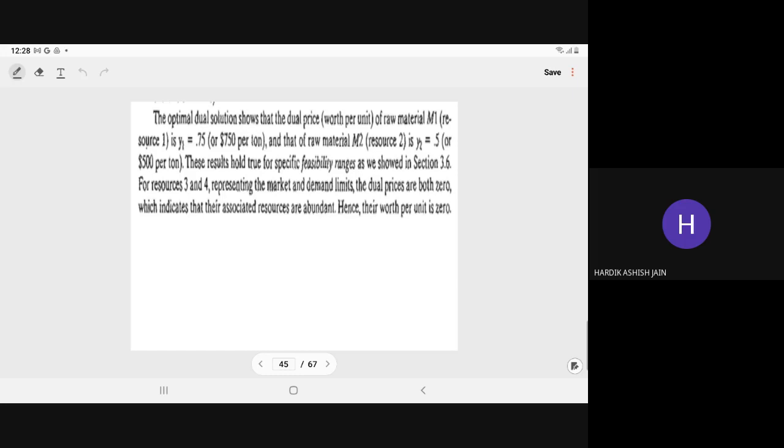These results hold true for a specific feasibility range, as shown in section 3.6. For resources 3 and 4, representing the market and demand limit, it is only the restriction. Their dual prices are both zero, which indicates their associated resources are abundant. If the dual price, or dual variable, is equal to zero, then we say the associated resource is abundant. Hence, their worth per unit will be zero. Clear?